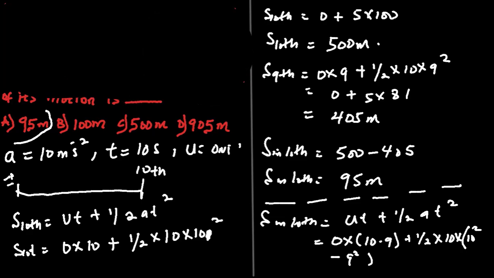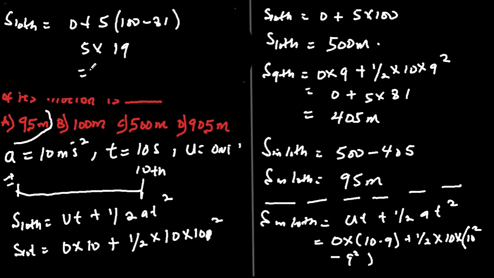So S in the 10th second is going to equal 0 plus half of 10, which is 5, 10 squared is 100, 9 squared is 81. So we have 5 times 100 minus 81, 19. So 5 times 19 is 95 meters. So that's the quick way of doing this. Right, next question. We are almost there.